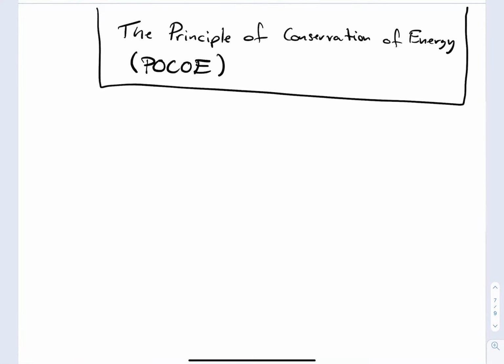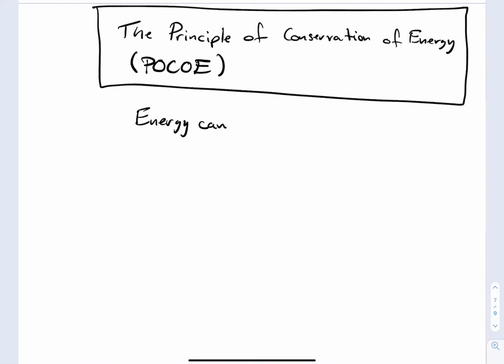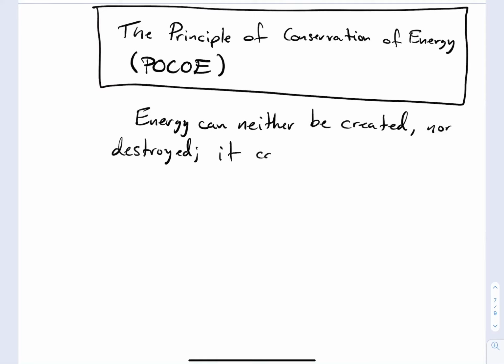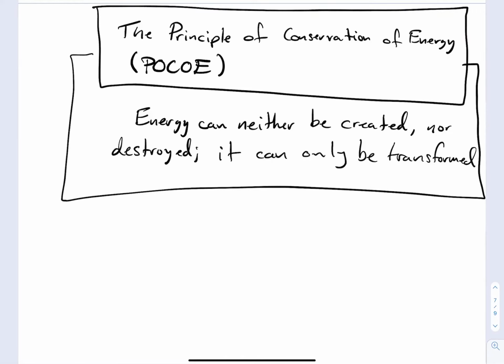The principle of conservation of energy is really the first of several conservation laws that we have in physics that we are going to be talking about. It's simply put that energy can neither be created nor destroyed. It can only be transformed. That is the principle of conservation of energy, or what I'll normally refer to as POCOE.